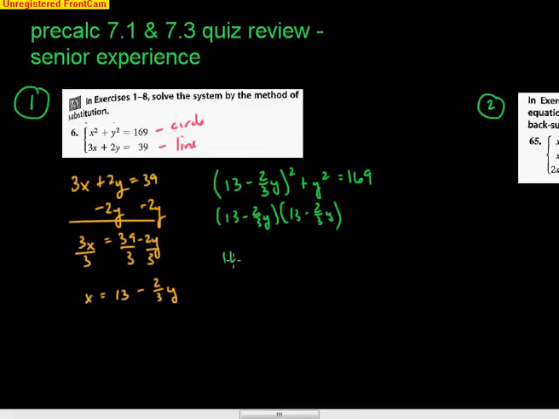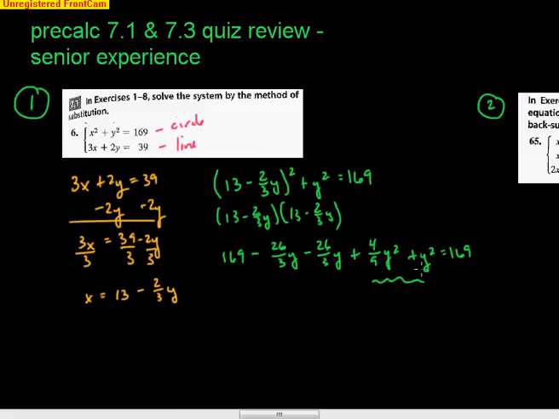So we have 169 minus, and now 13 times 2/3, the 13 goes to the top, 26/3 y. This becomes another minus 26/3 y. And this, when you multiply, becomes a 4/9 y squared, and that equals 169. I'm sorry, plus, I forgot, plus y squared equals 169. And now let's clean up the garbage here.